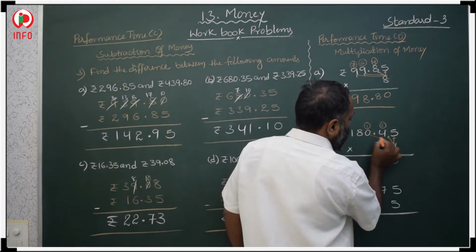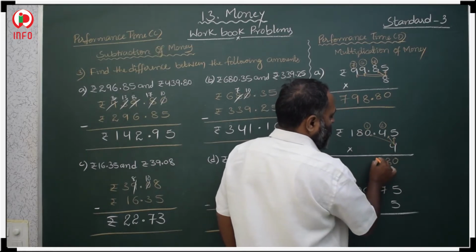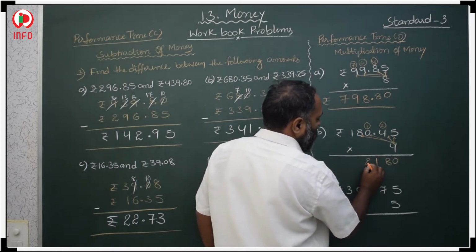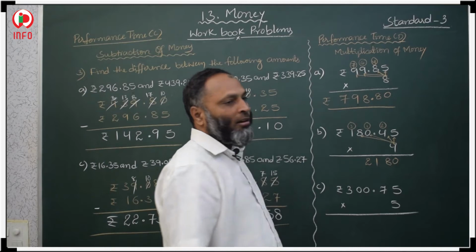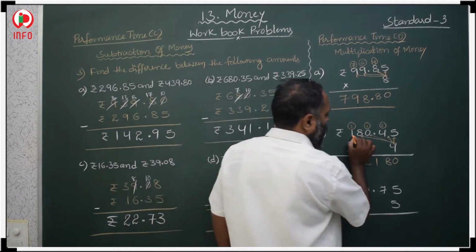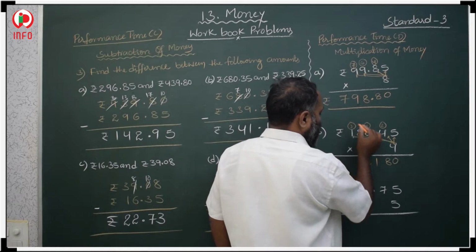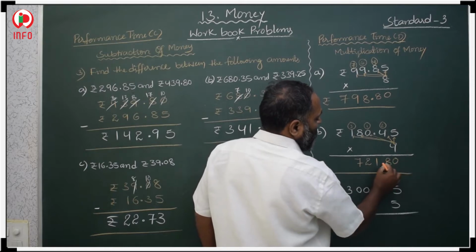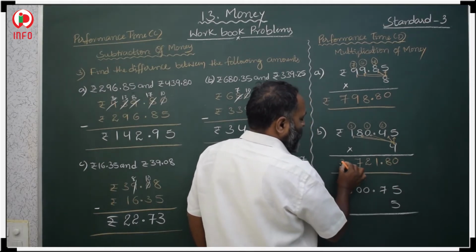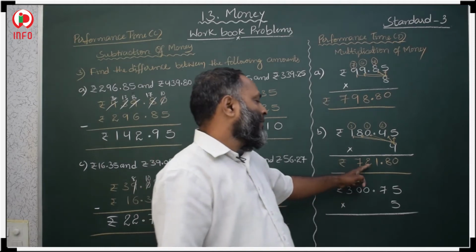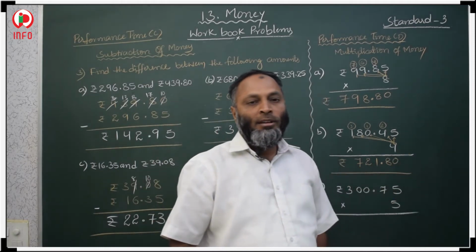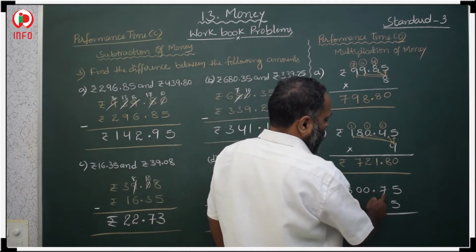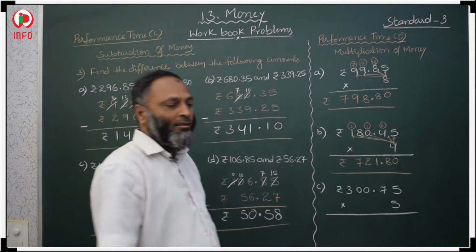Then 4 with 0. 4 zeros are 0. 0 plus 1, 1. Then 4 8s are 32. 32 means 2 here and 3 we should take carry over on next digit. 4 1s are 4, 5, 6, 7. After 2 digits from right to left, we should take a point. So, the answer is 721.80. Okay. Now, here 300 rupees 375 paisa, multiply with 5.